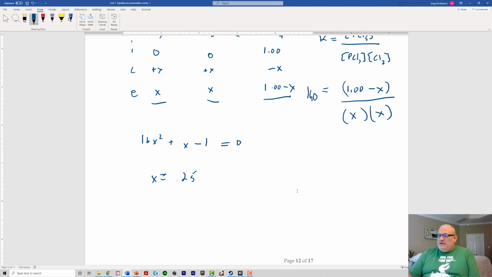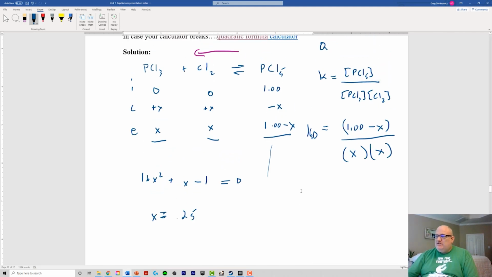Now, what does that mean? Just saying x equals 0.25, like dropping the pen and saying, yeah, I'm done here, is not good enough. What you can do is this. Isn't your x equal to 0.25? Isn't that also equal to your PCl3 concentration? And isn't it also equal to your Cl2 concentration? We know this because we see the x value here and the x value here.